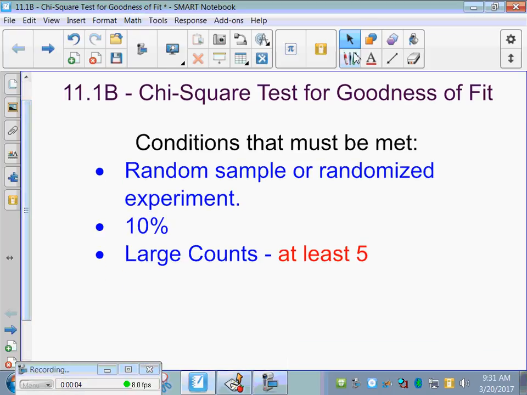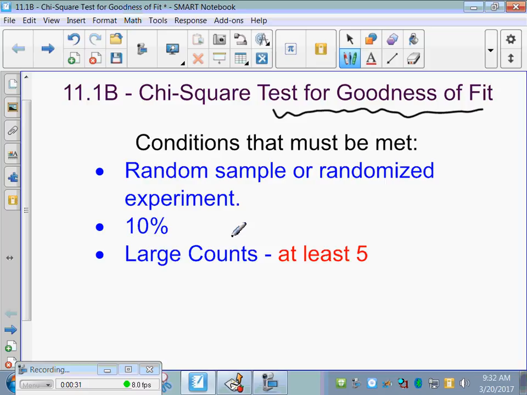Right, so chi-square test for goodness of fit. By the way, there are 3 different chi-square tests that you're going to learn in this chapter. So this first one is the test for goodness of fit. This is when you're comparing it to a claim, right? There's a supposedly known distribution, like with the M&Ms, where the company claims a certain percent are orange or red, and we're comparing to see how good of a fit that really is to what the company claims, okay?